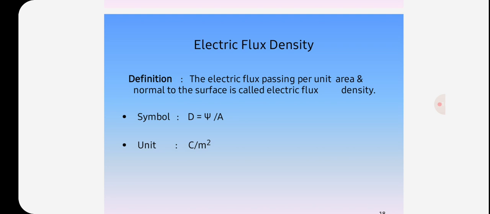Electric flux density D is equal to electric flux psi by area, that is Q by A coulomb per meter square. The electric flux passing per unit area and normal to the surface is called electric flux density. Symbol is D, equal to psi by area. Unit is coulomb per meter square.